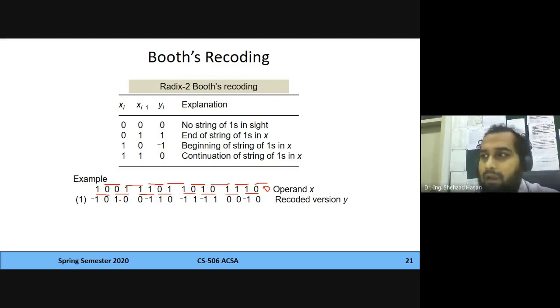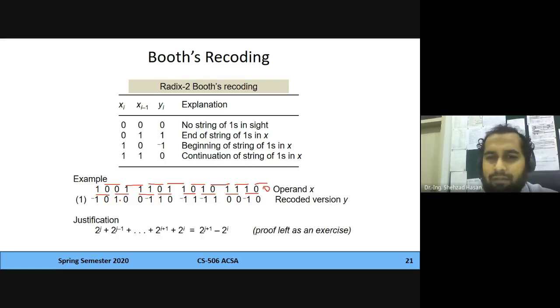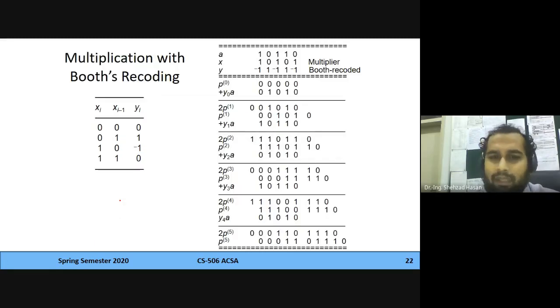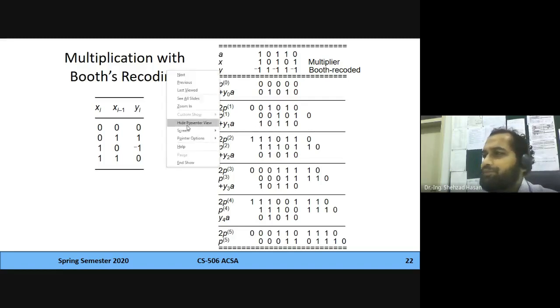Okay, so how can we take help from Booth's algorithm? As I mentioned, what we are doing is reducing the number of operations. Here, each 1 means that we are going to add, and each minus 1 means we are going to subtract. So let's take an example, and this is going to be our last example. So I'm going to stop over here and take this example.